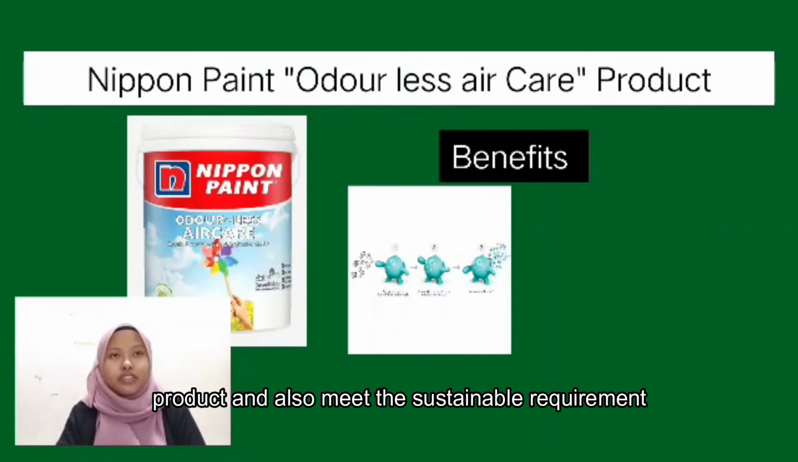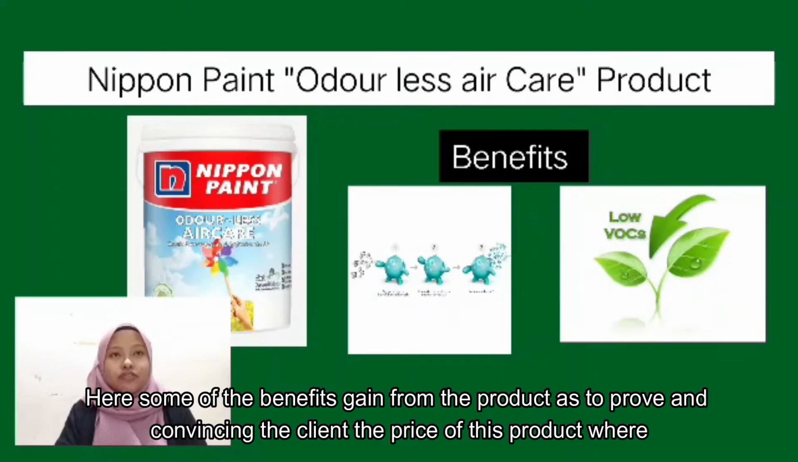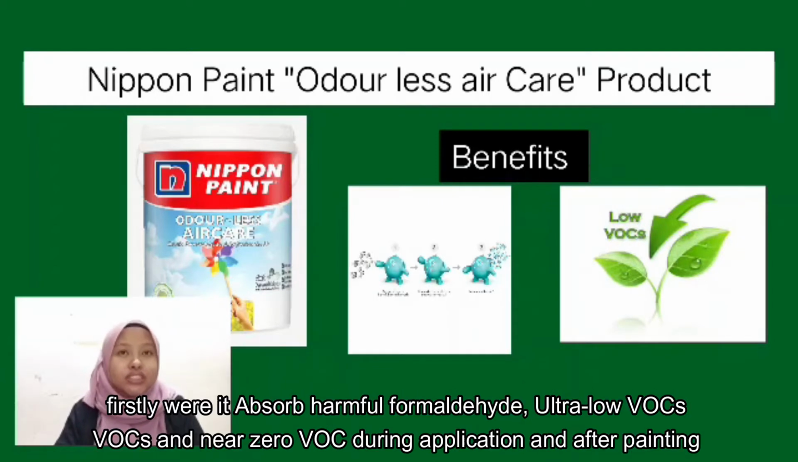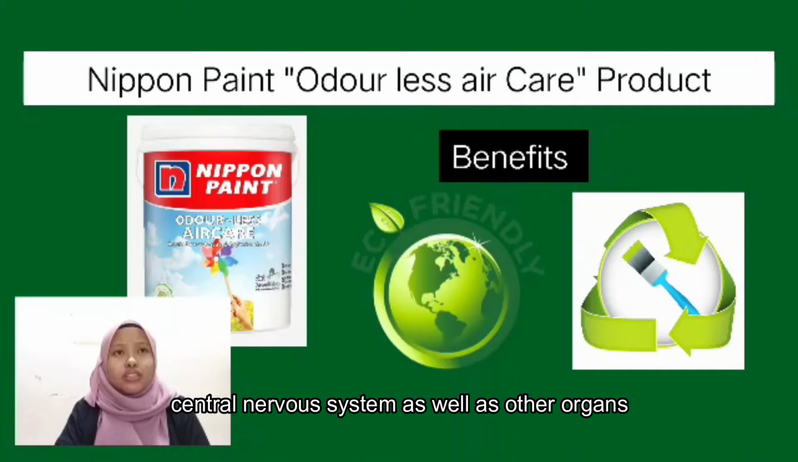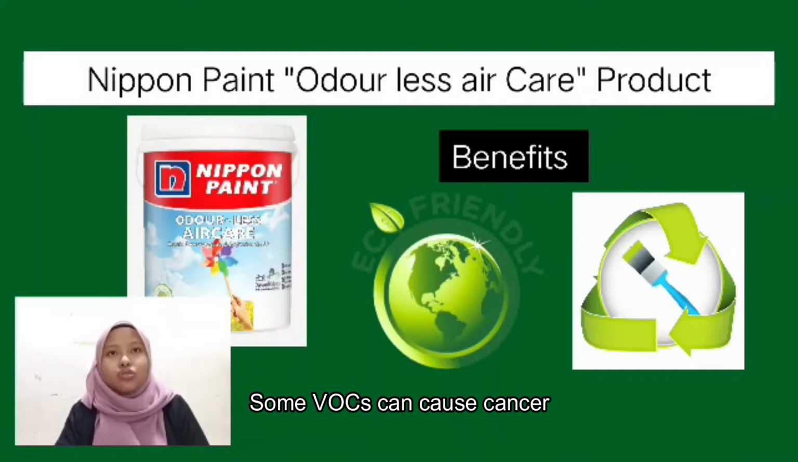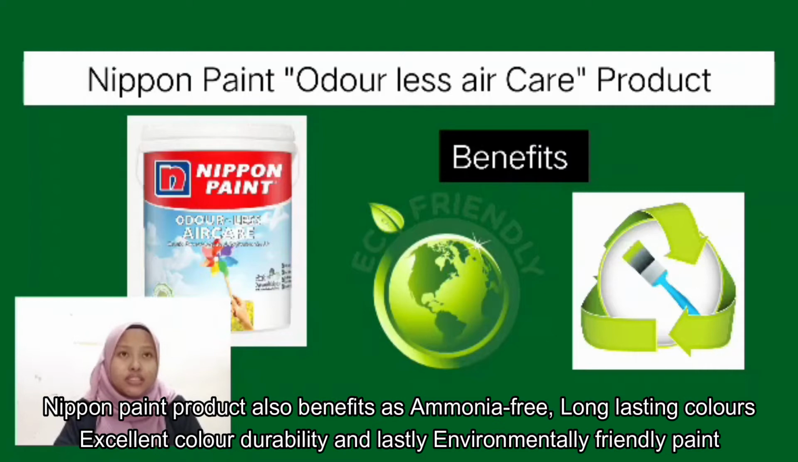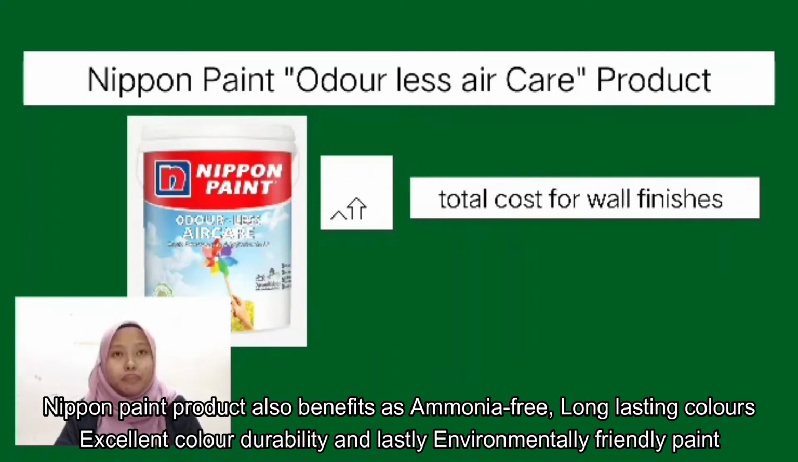Here are some of the benefits gained from the product. Firstly, it can absorb harmful formaldehyde, and it has ultra low VOCs and near zero VOC during application and after painting, where these VOCs can harm health, irritate the eyes, nose and throat, cause difficulty breathing and nausea, and damage the central nervous system as well as other organs. Some VOCs can cause cancer. The Nippon Paint product also benefits as ammonia-free, with long-lasting colors, excellent color durability, and lastly, environmentally friendly paint.